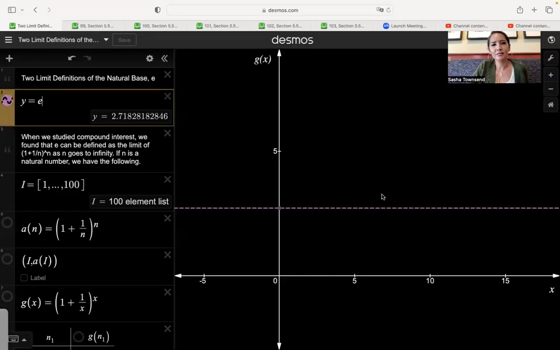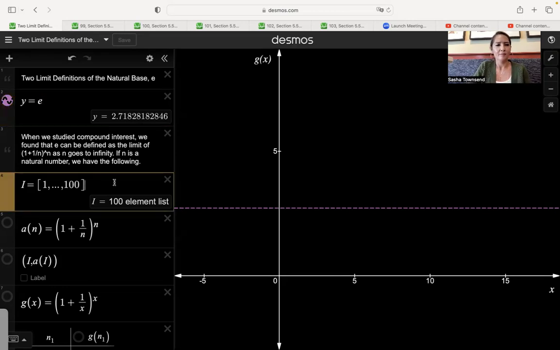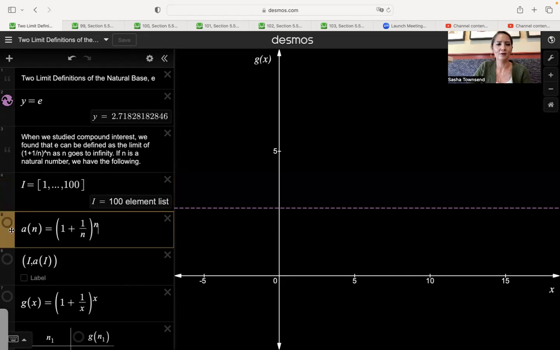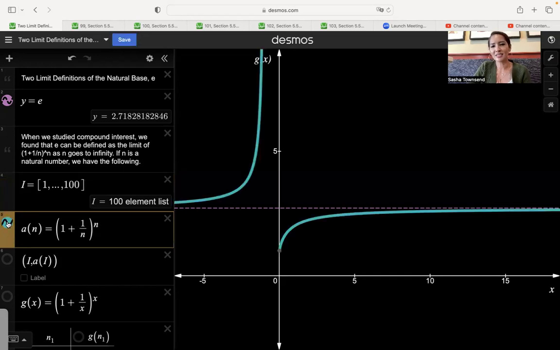So this is a line y equals e. e is 2.71828182846 according to Desmos.com. And we talked about that limit definition involving the variable n. So let's make a list. This is a list of numbers 1 through 100, all the counting numbers from 1 to 100. And then we're going to define a sequence. a of n, or a sub n, is what we would traditionally write, is (1 + 1/n)^n. Now, if I ask Desmos to graph that, it actually graphs a continuous function.